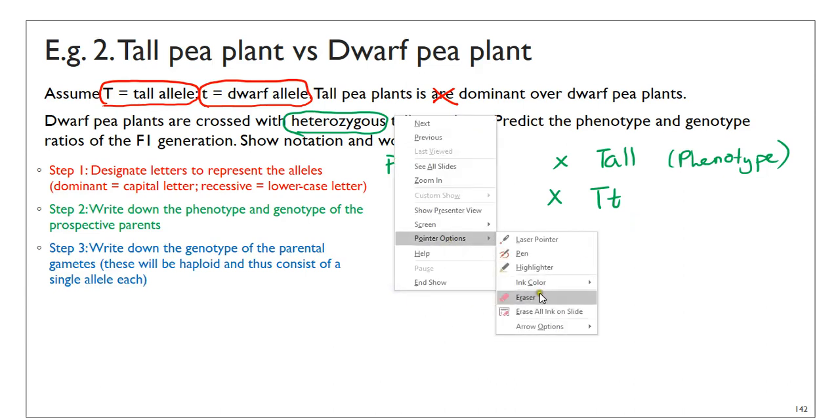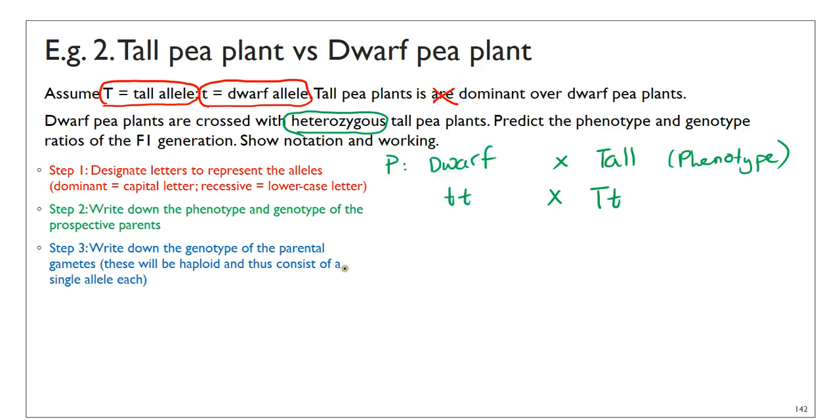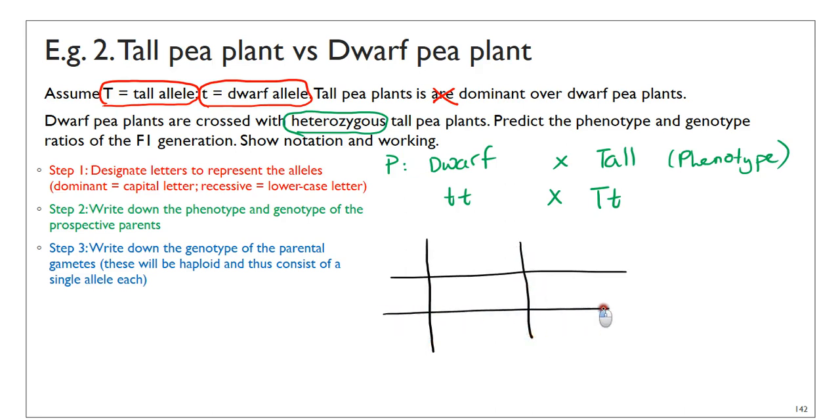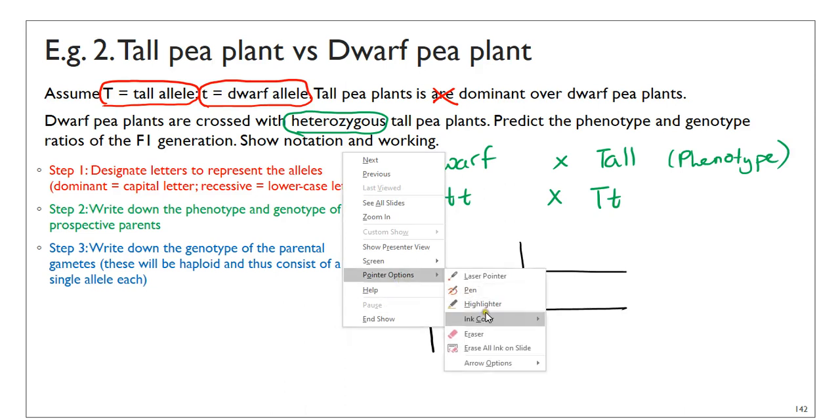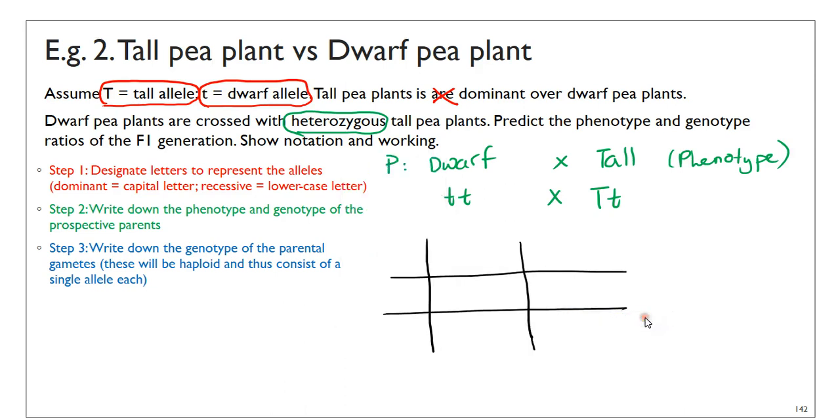Now I'm going to do step 3 and 4 at the same time. So I'm going to start with my Punnett square. This is my Punnett square, and I basically need to write out the genotype of the parental gametes. These are plants, and I don't have any information in the question of which one is the maternal plant and which one is the paternal plant. So I'm just going to put the dwarf one here. The dwarf one can give only one type of allele to the offspring, and that is the lowercase t. So one lowercase t can go here, one can go here.